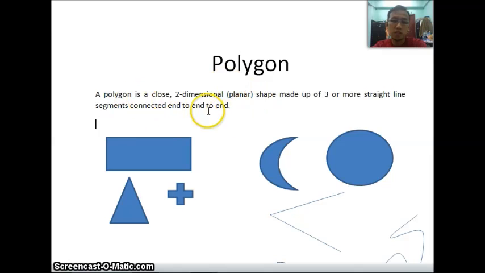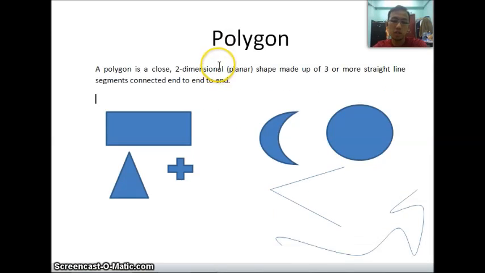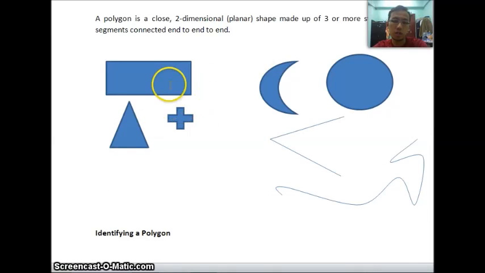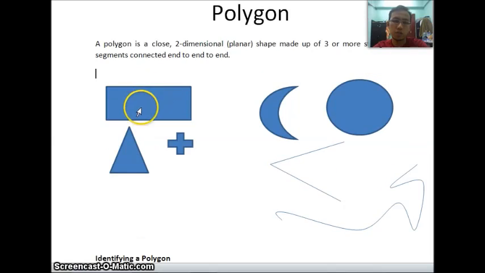First off, a polygon is a closed two-dimensional planar shape made up of 3 or more straight line segments connected end to end. What this means is that the polygon has to be a closed 2D shape made up of 3 or more straight line segments which are connected. On the left side here, I have a few examples of polygons.